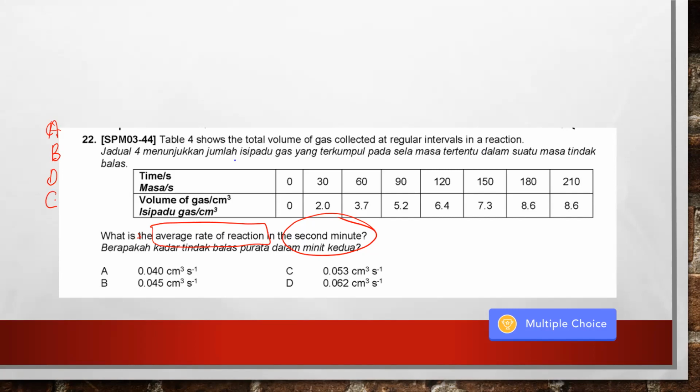Okay, let's guess here. Very simple. I teach you the working. In the second minute means from the first minute to the second minute. So same thing like you did just now with me. What is the volume at the second minute? 6.4. What is the volume at the first minute? 3.7. So 6.4 minus 3.7 divided by 120 minus 60. Everyone press your calculator. We see who is the correct one here. Who got it correct?